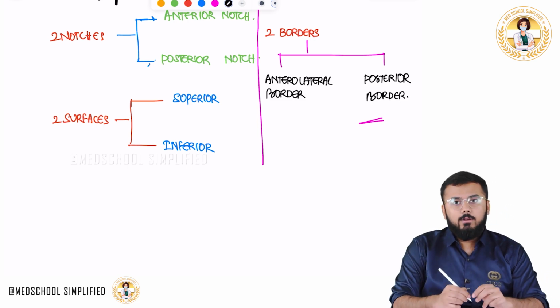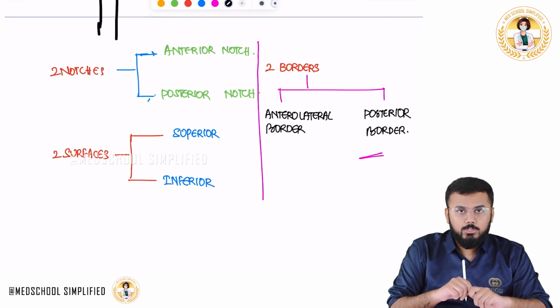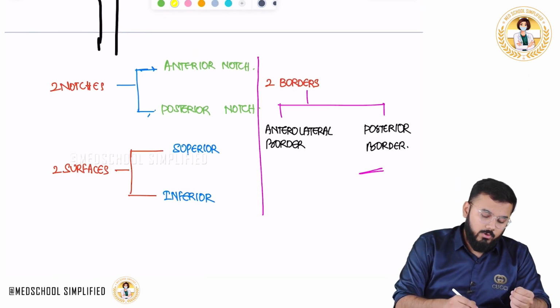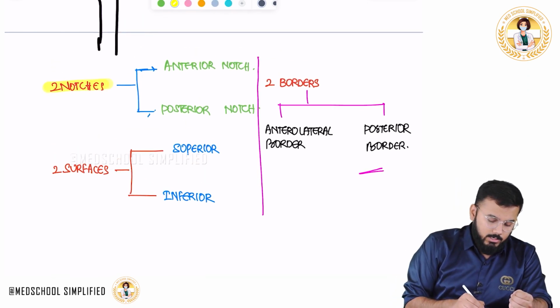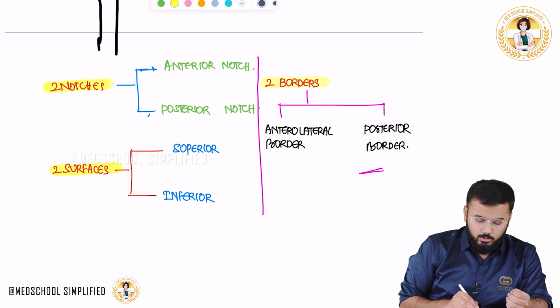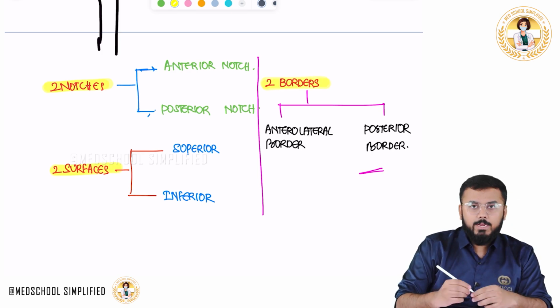Okay, one is called the anterolateral border, another one is called the posterior border. So overall here, what are the important things you can see? That you have two notches, two surfaces, and two different kinds of borders.